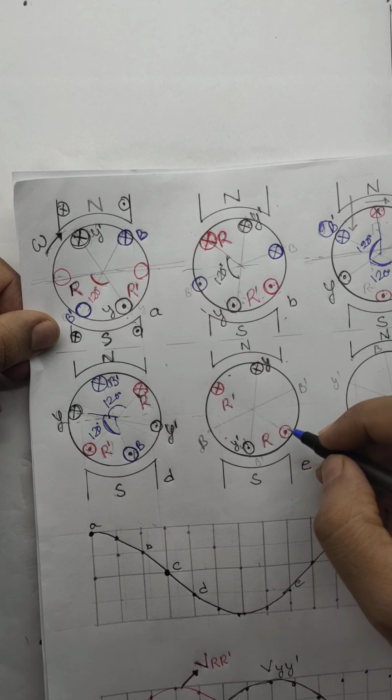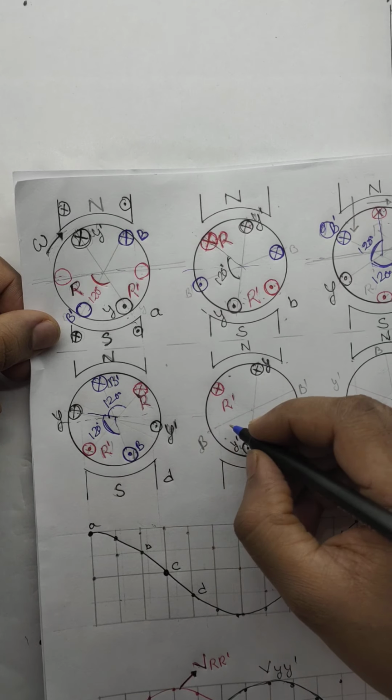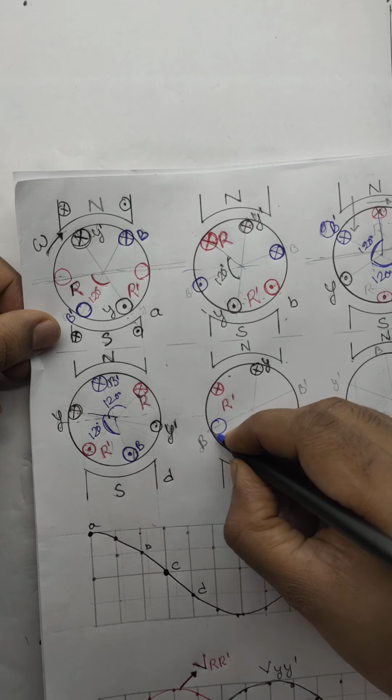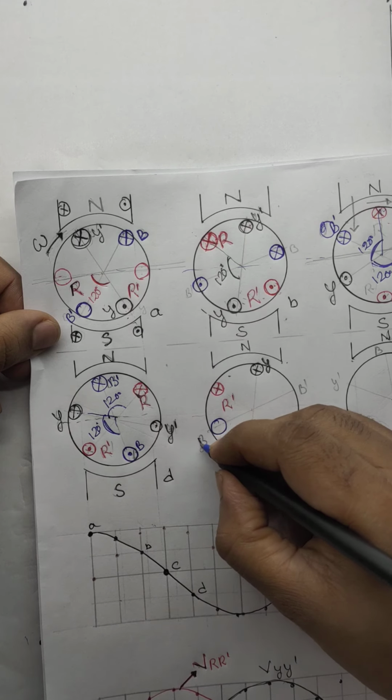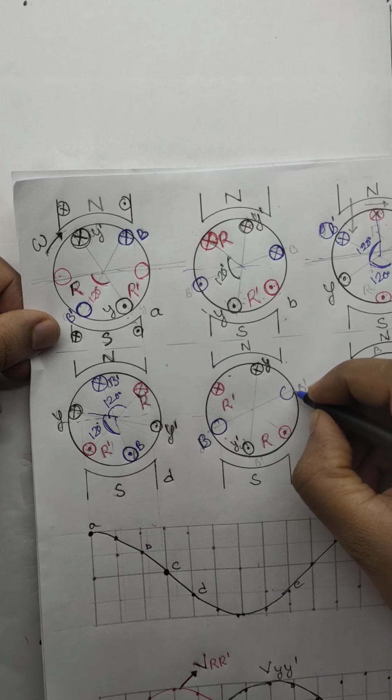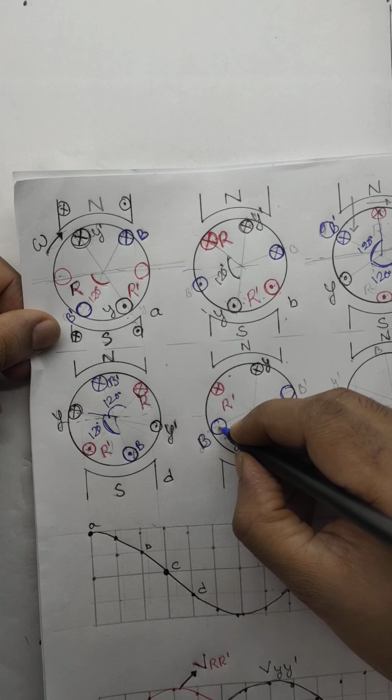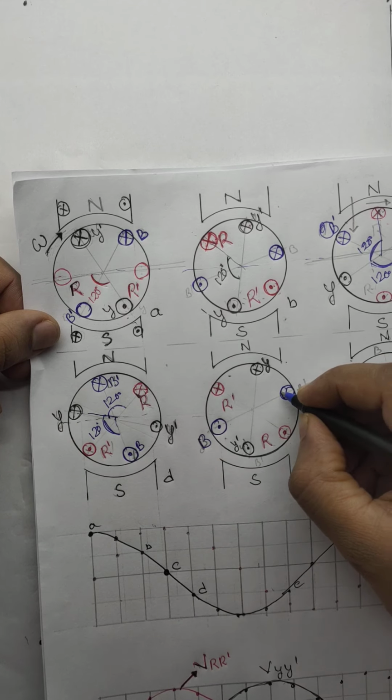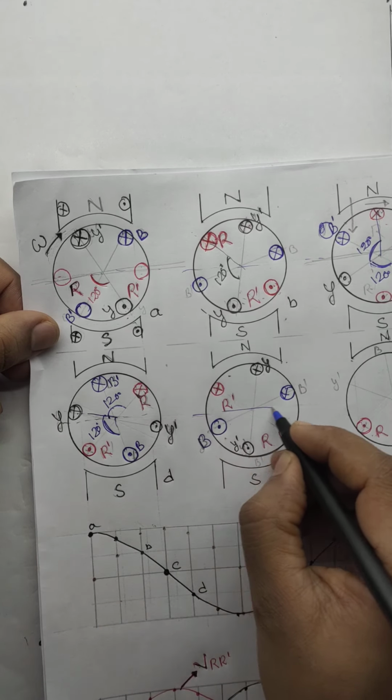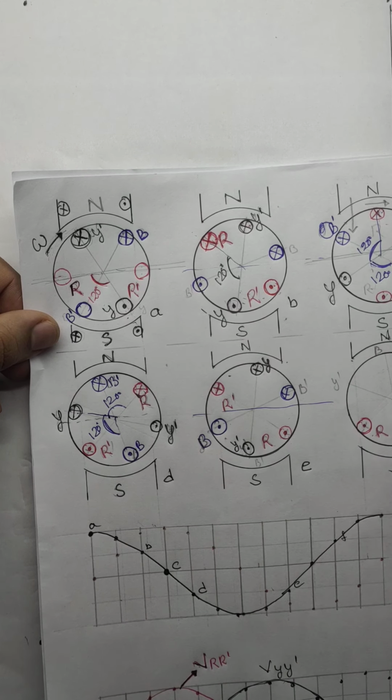When it comes here, this is Y and 120 degree from Y is my B. So this is my B and this is my B dash. It will be a dot here, it will be a cross here. Why will it be a dot? Because it is below this zero line.